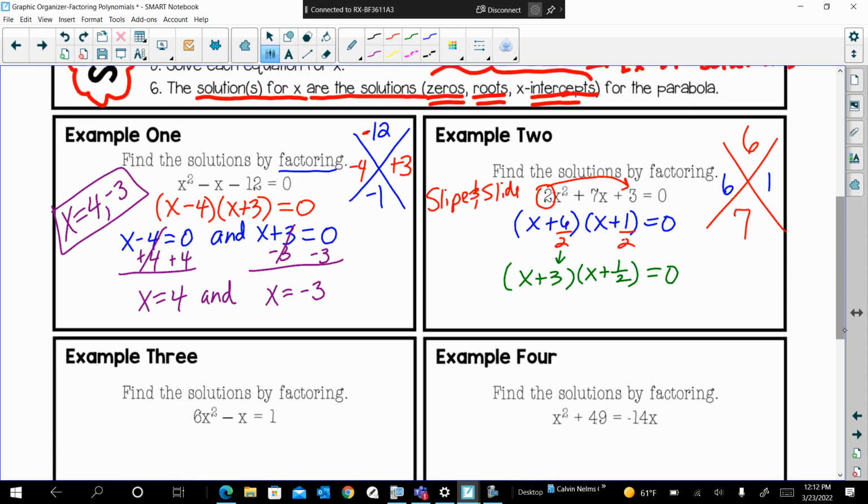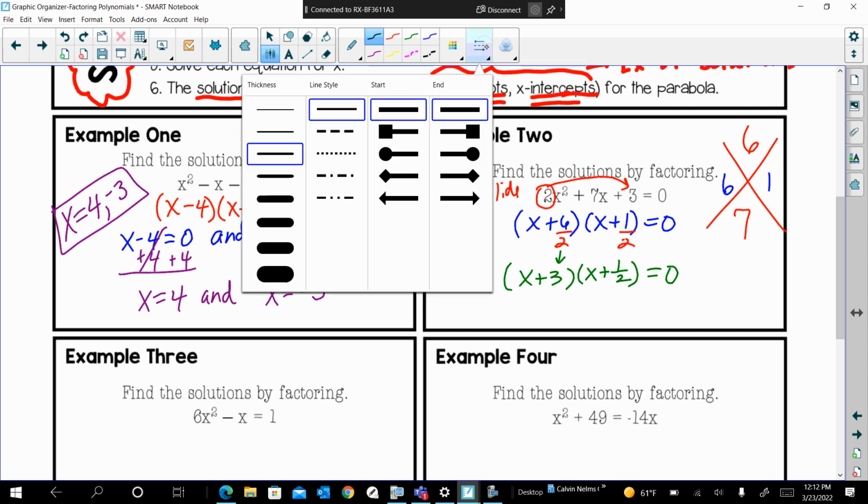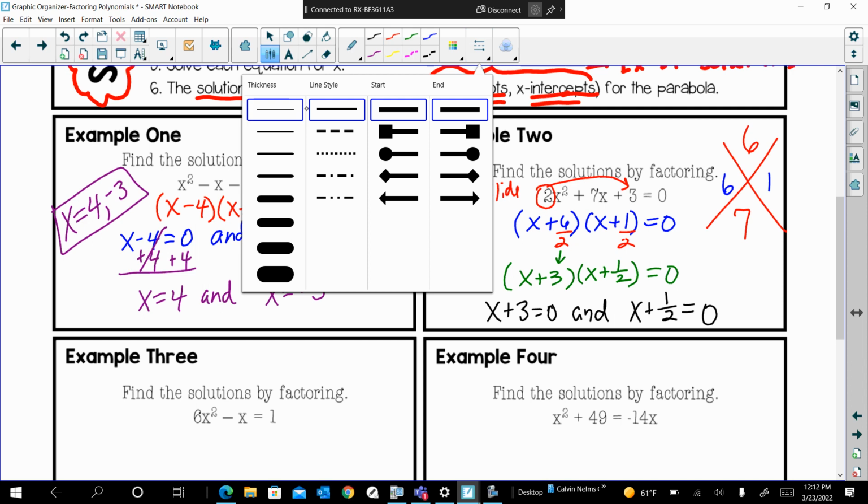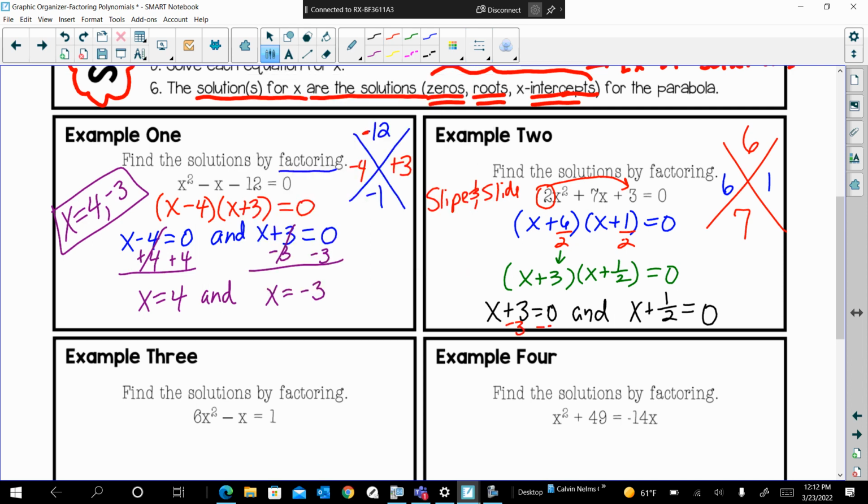Okay. Now, normally what we would do, and I'm just going to try to hopefully get you to see a shortcut. To solve this, we're going to make each equation equal to 0. So this would say x plus 3 would equal 0. Each factor, I said each equation. And then x plus 1/2 equals 0. Well, to solve the first one, I would have to subtract 3, right? So this would give me x equals negative 3.